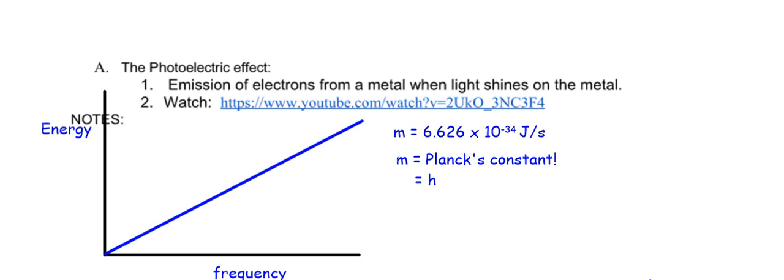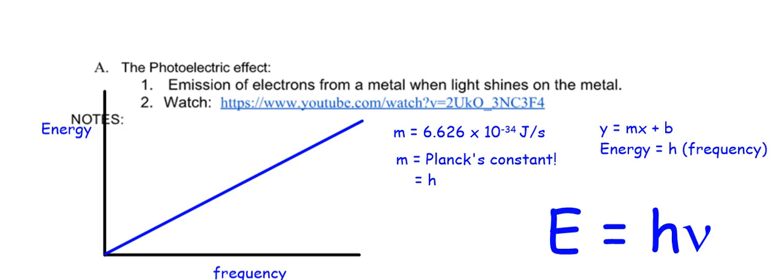So anyway, being great graphers that we are, let's put this in slope-intercept form. So y equals mx plus b. Well, my y is my energy, my m is my slope, which we said is Planck's constant, and x is frequency. Why did I not put a b in there? Because this line goes through the origin. b is 0, isn't it? So this gave way to this famous equation, E equals h nu, and that should be familiar from your first year chemistry, okay? So let's go to the next page.